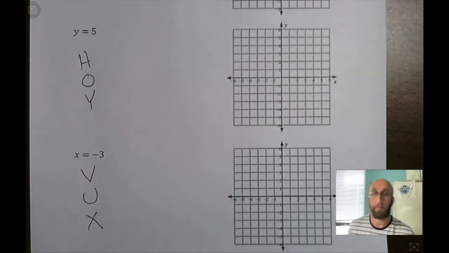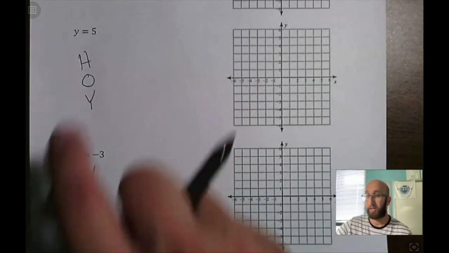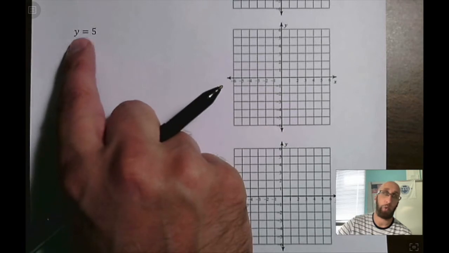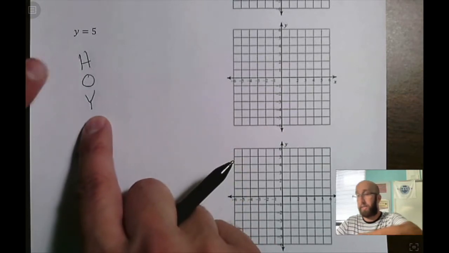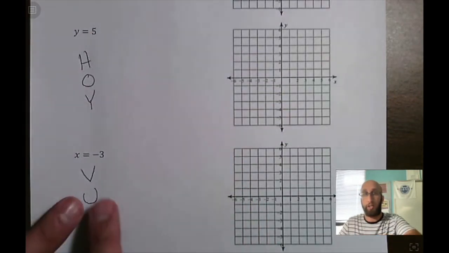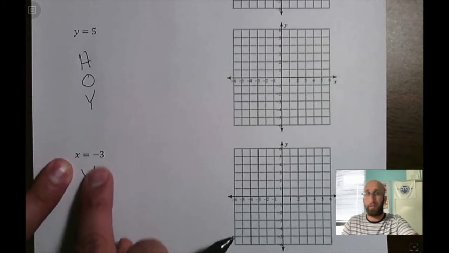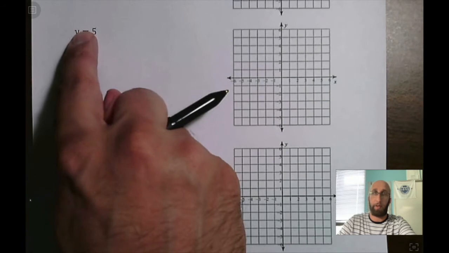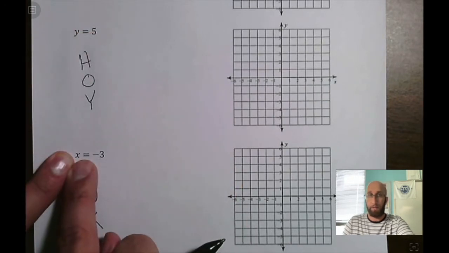If you've seen my prior videos, that familiar saying that's going to help you through is Hoy Vux, H-O-Y. Notice this equation is y equals and just a number. That's how I know Hoy goes with this equation. I'll get to this one in a second. It is x equals negative 3, Vux, and notice the x there. So that's how I knew Hoy is up here with this one, and Vux has to pertain with this one.